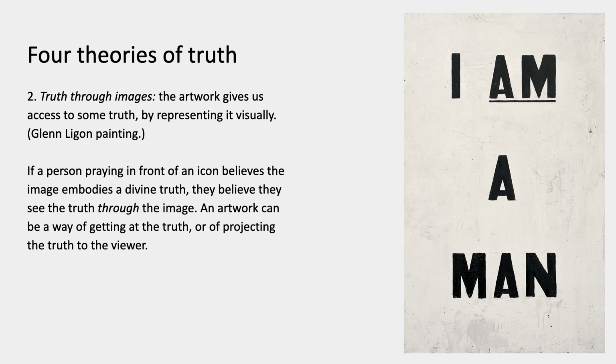Second is truth through images. The artwork gives us access to some truth by representing it visually. That would fit this Ligon piece a bit better. So if a person praying in front of an icon, for example, believes that the image embodies a divine truth, they believe they're seeing the truth through the image. That would be an example as well. An artwork can be, in this way of thinking, a way of getting at the truth or projecting the truth for the viewer. And this does fit Fred Wilson's work because that's the feeling that you get when you look at some of his installations, that you're learning something about the world because it's been represented to you visually.